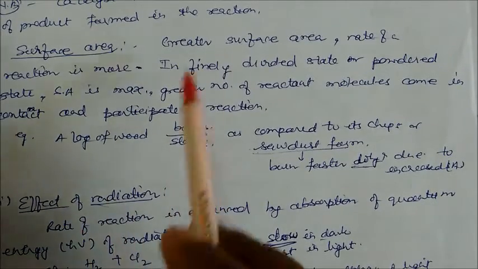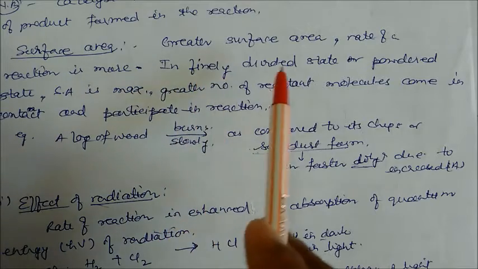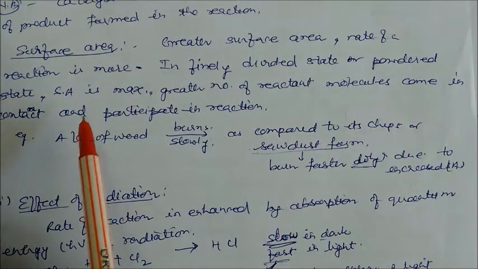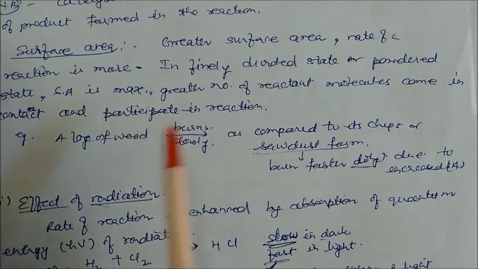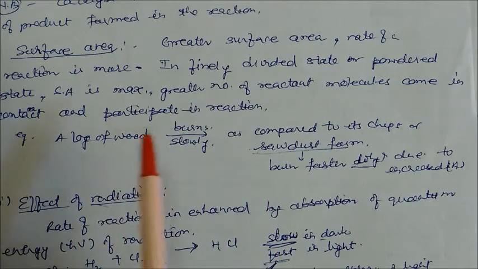Next factor is our surface area. If the surface area is more, then the rate of reaction is more. For example, in finely divided or powder states, surface area is more. So what happens? A greater number of reactant molecules come in contact with the area and participate in the reaction.